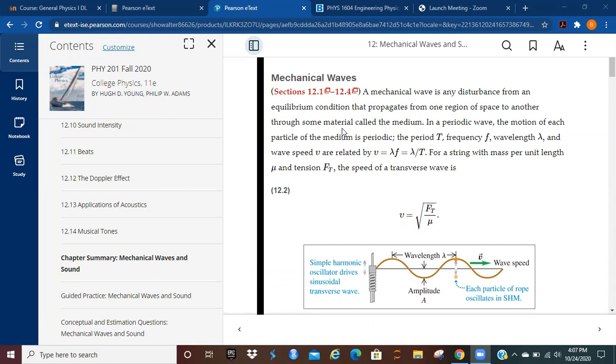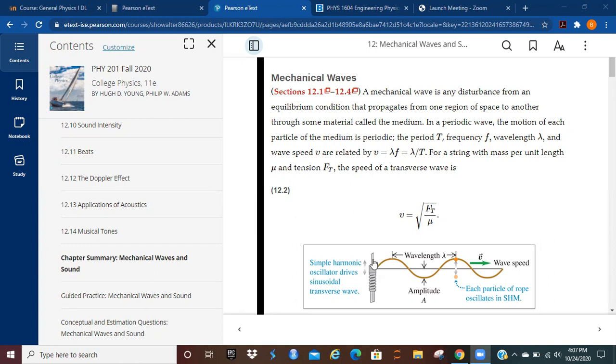The period, T, frequency, f, wavelength, lambda, and wave speed, v, are all related, and you can see the relationship here. The velocity is equal to the wavelength times the frequency, which is the same thing as the wavelength divided by the period. So for a string with mass per unit length mu and tension F sub t, the speed of the transverse wave is equal to the square root of the tension divided by the mass per unit length.